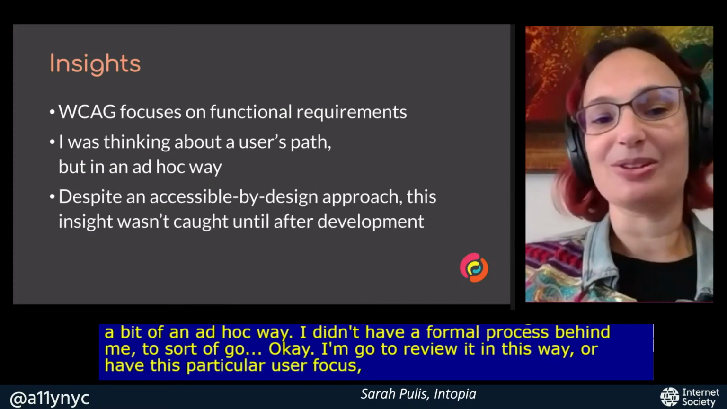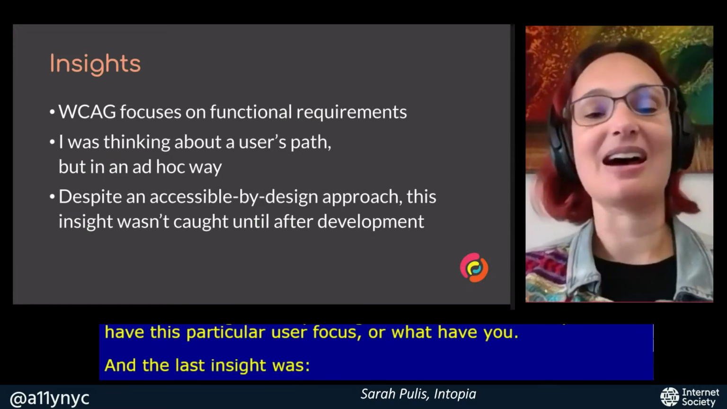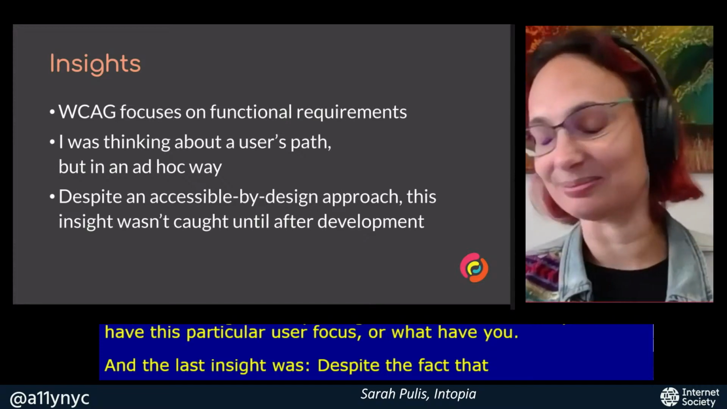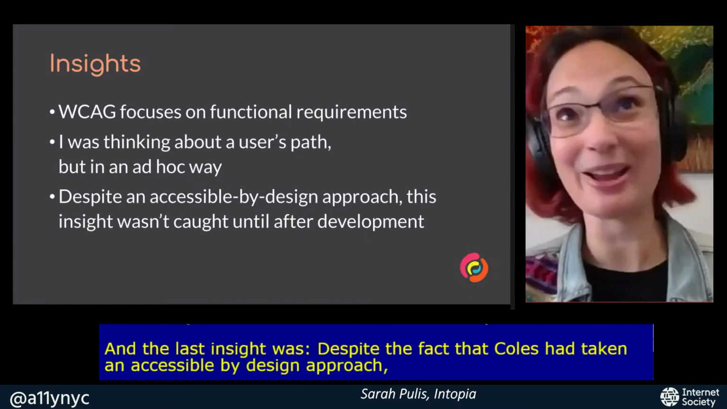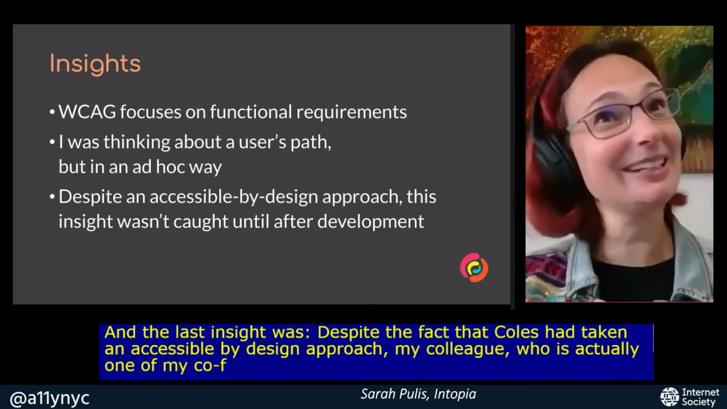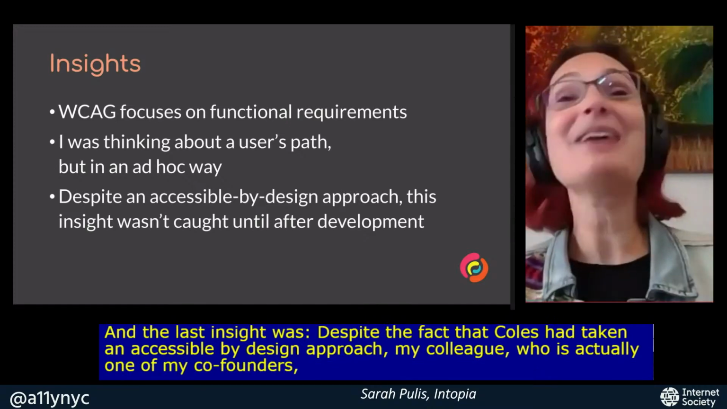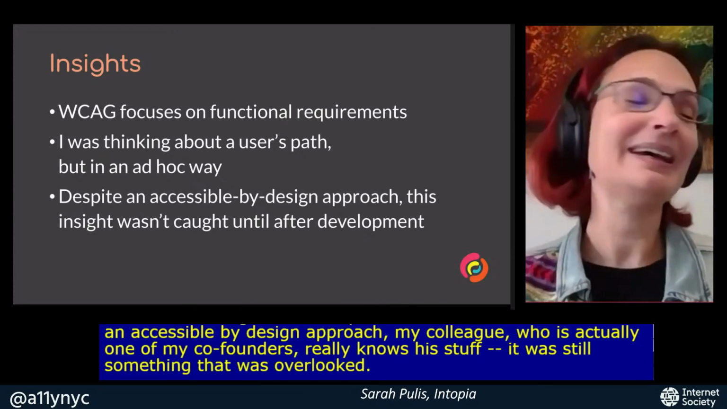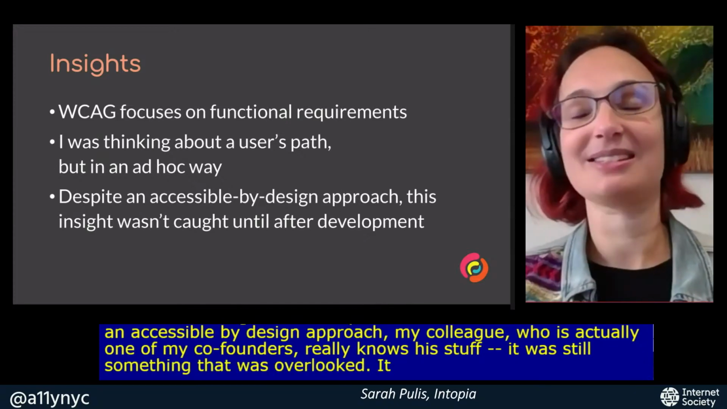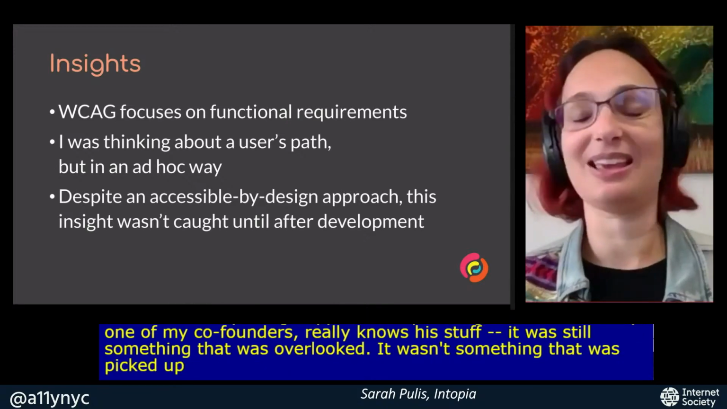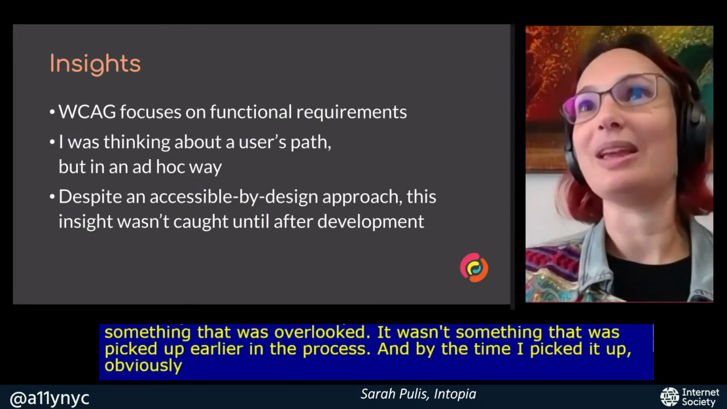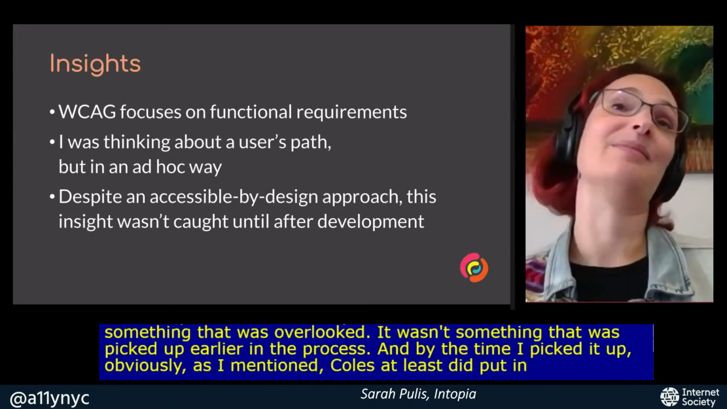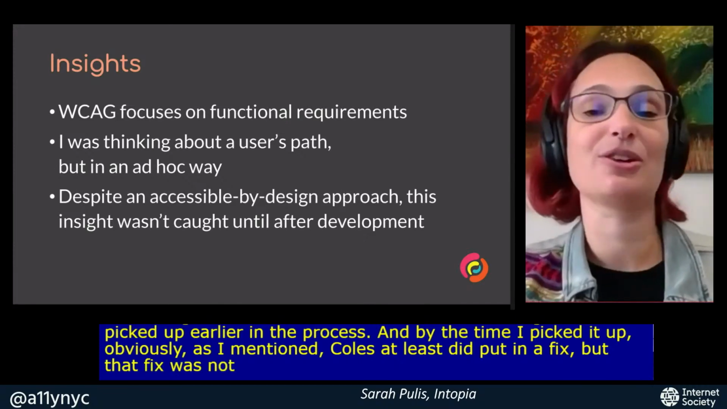And the last insight was, despite the fact that Coles had taken an accessible by design approach, my colleague, who's actually one of my co-founders, really knows his stuff. It was still something that was overlooked. It wasn't something that was picked up earlier on in the process. And by the time I picked it up, obviously, as I mentioned, Coles at least did put in a fix, but that fix was not to redevelop the website or to change the focus order.